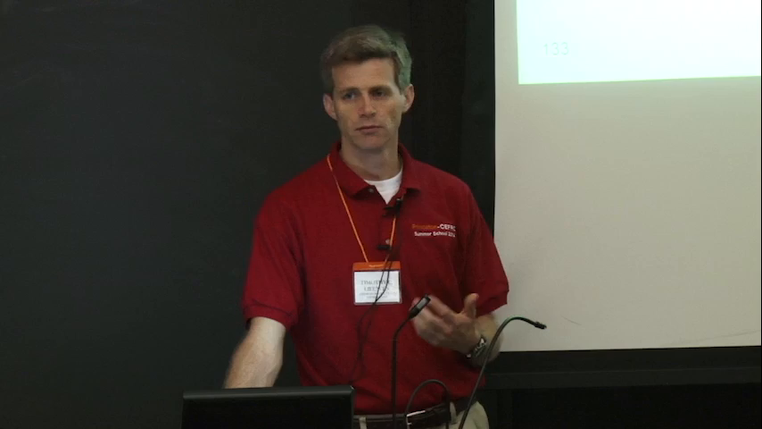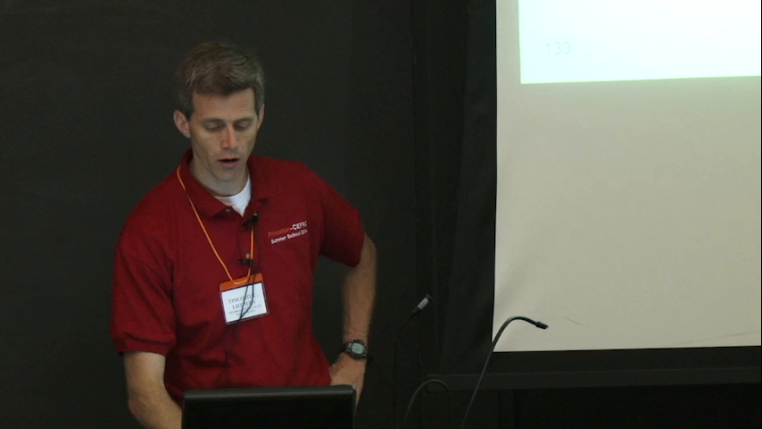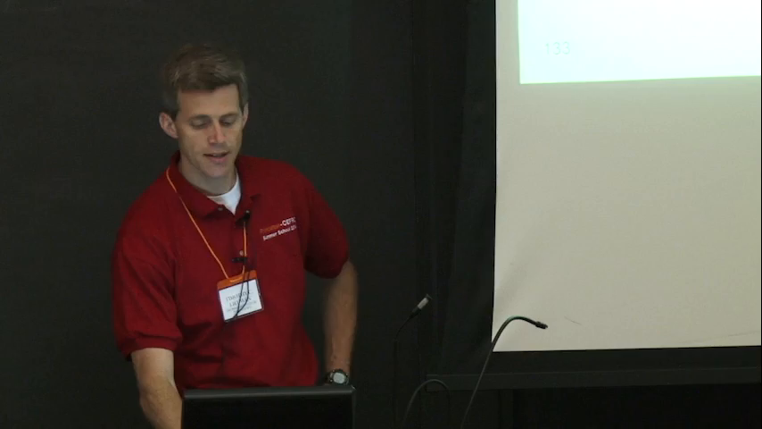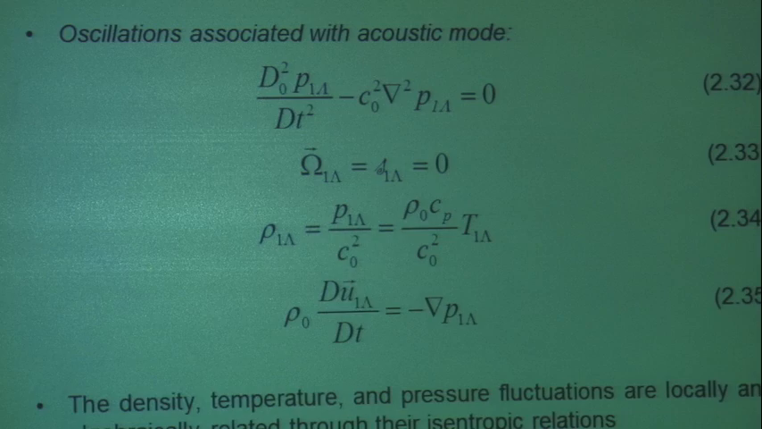All right. Acoustic pressure fluctuations are dilatational. They change the density, but they're irrotational disturbances. They also are isentropic. Acoustic fluctuations do not cause the entropy to oscillate. What this says is that with acoustic fluctuations you do have oscillations in density, pressure, and temperature, but they're algebraically related at each point.